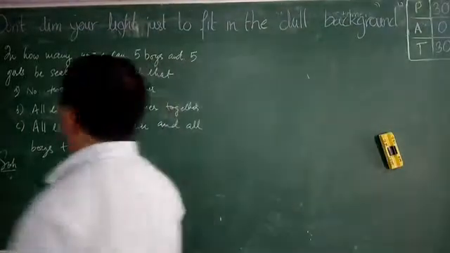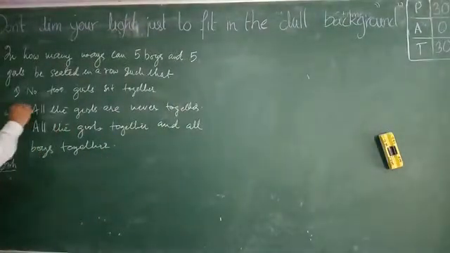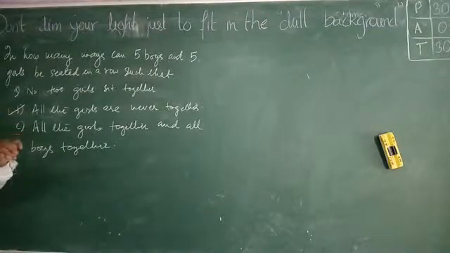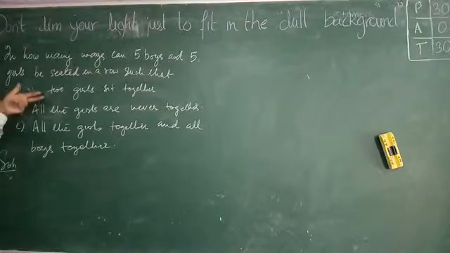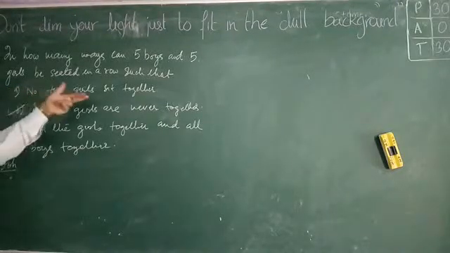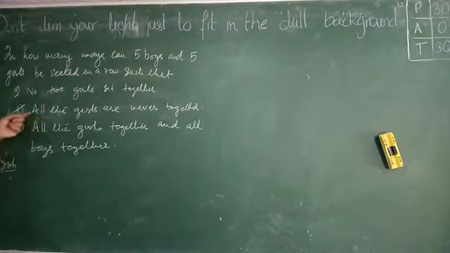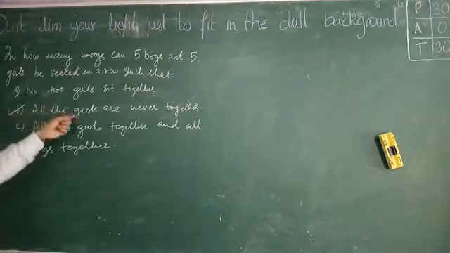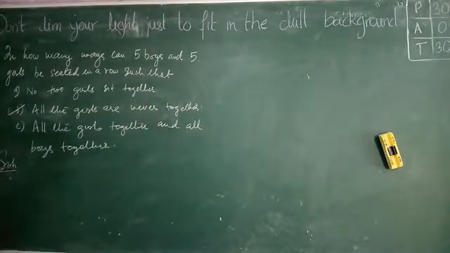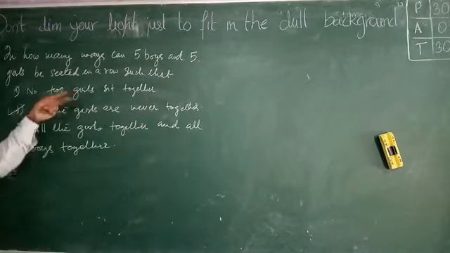Now we are going to do this B. But before we go to B directly, I want you to go through these 2 statements and see what is the difference between them. A says no 2 girls sit together, and here it says all the girls are never together. What is the difference between these 2 statements?